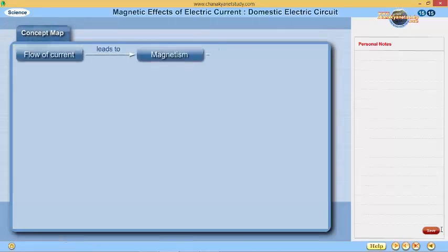Concept map. Students, kindly refer to the concept map given below.